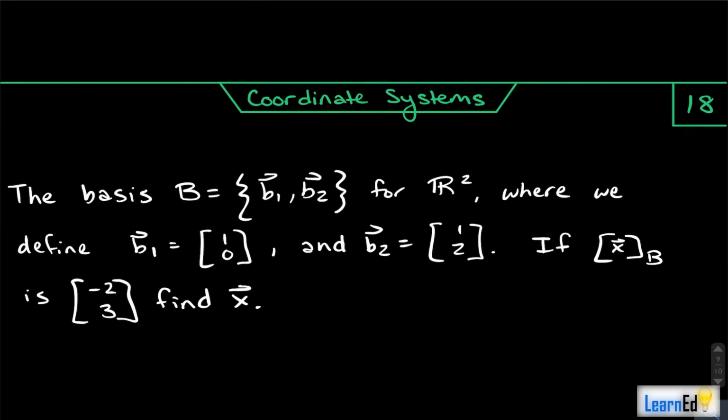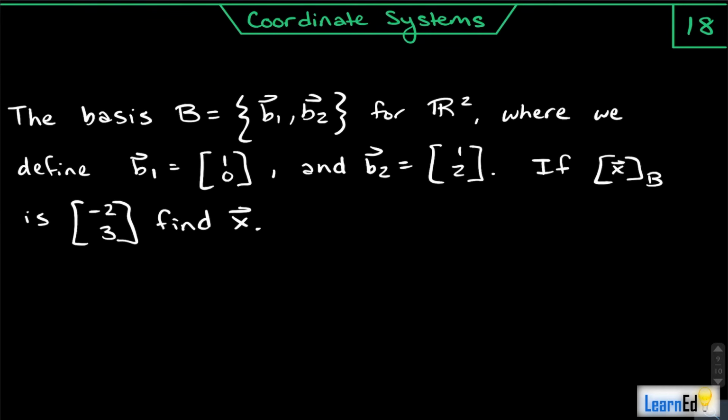All right, so let's move on to problem 18, which is on coordinate systems. We're given that the basis B is B1, B2 for R squared, where we define B1 as 1, 0 and B2 as 1, 2. And it's asking, if the coordinate vector relative to B is -2, 3, it wants us to find x.